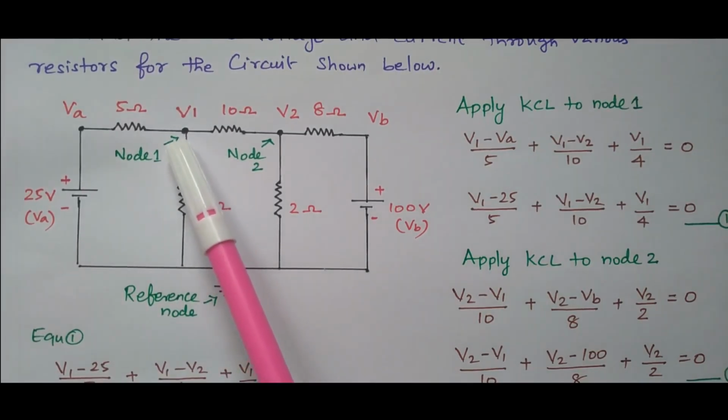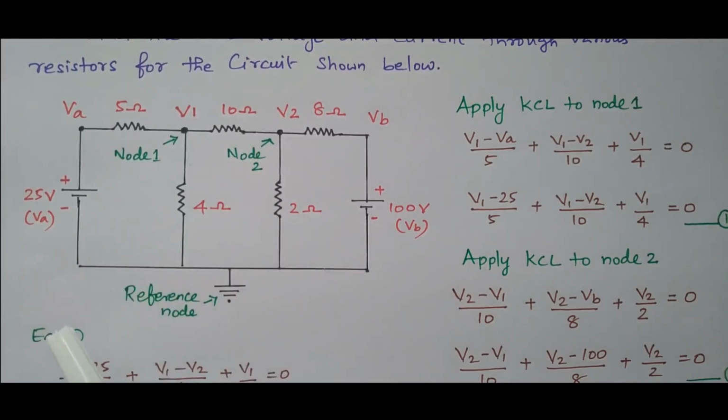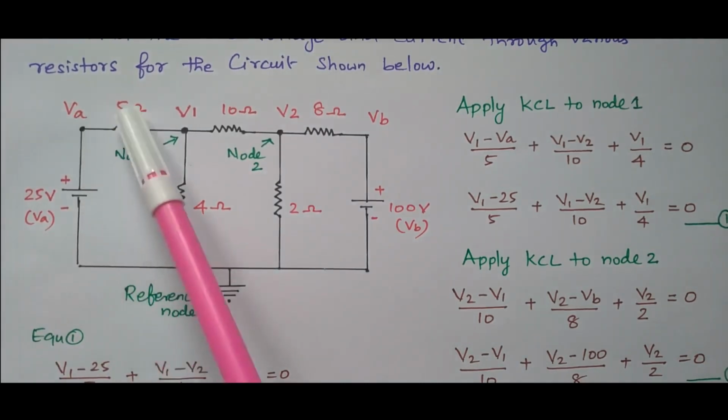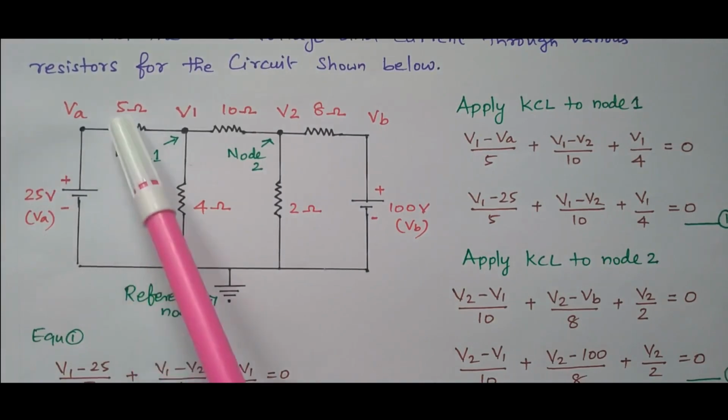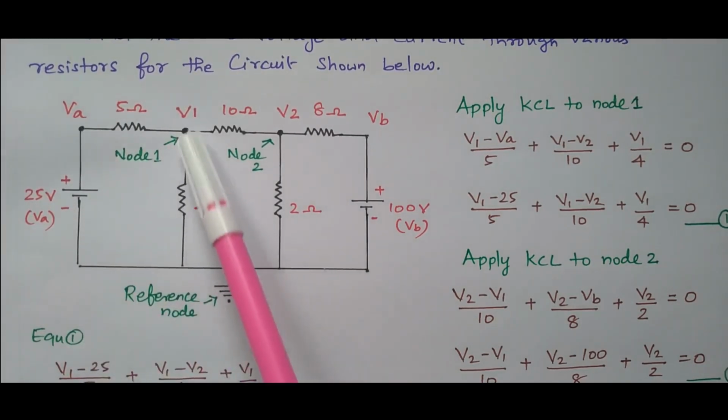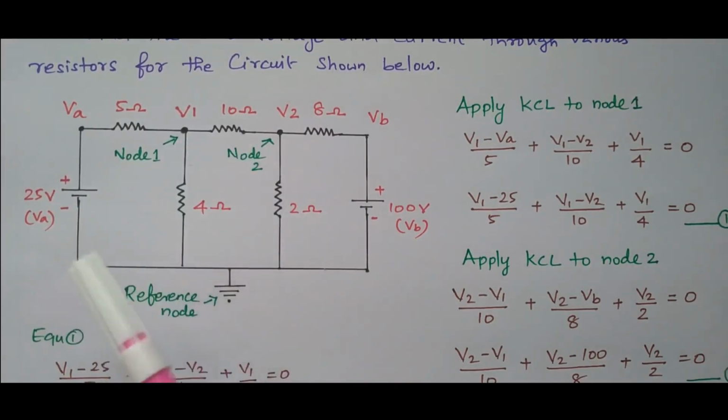How can we assign this as a node? At this point three resistors are connected together, so we can assign this as the second node. Here these three resistors are connected together, so this is not a node; this is a normal point. Supply voltage is given here, so this is the node, where three elements are connected together. So we assign two nodes.